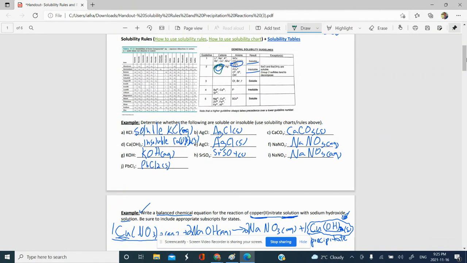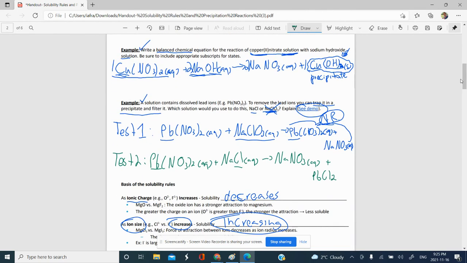Lead is over here, chlorine's over here. Lead wants to be insoluble, chlorine wants to be soluble, but lead calls the shot because it's on top. And so lead chloride is going to be insoluble. It's going to be a precipitate. And so you're able to trap the lead in lead chloride. It comes out of the solution and you can filter it.